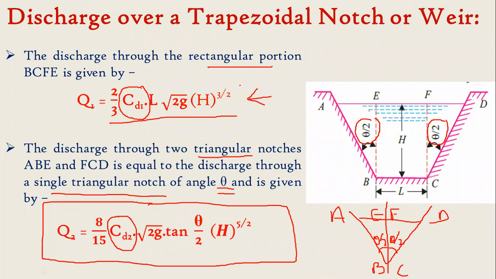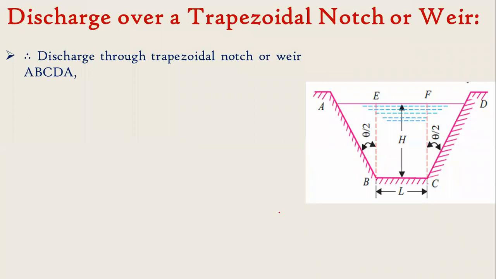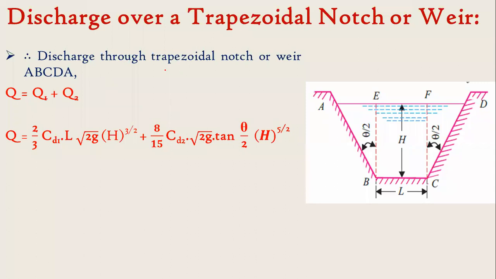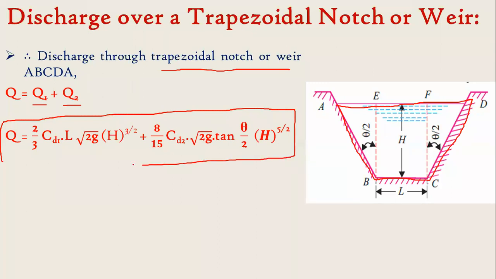So for the middle rectangular portion, I have got the formula for discharge. And for the remaining triangular portion, I have got the formula for discharge. Now what I'm going to do is add both these. So the discharge through the entire trapezoidal notch or weir ABCD, the discharge Q will be equal to discharge through the rectangular portion plus discharge through the triangular portion. Just do the addition of rectangular formula plus triangular formula. So the formula for trapezoidal notch or weir is the easiest. What we have to do is add the discharge formula of the rectangular notch plus the triangular notch. Then we'll get the discharge over a trapezoidal notch or weir.